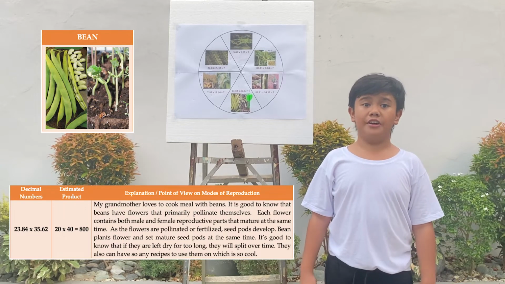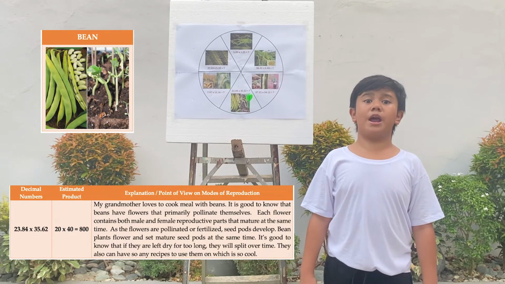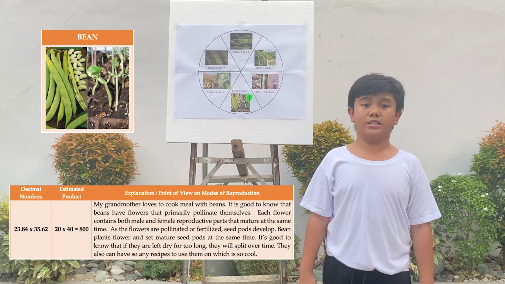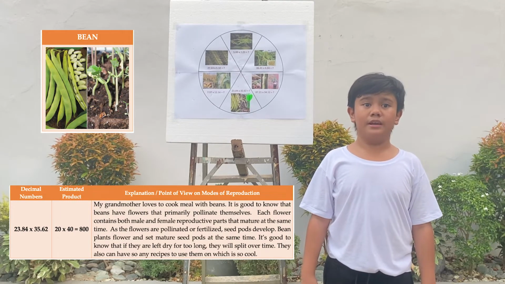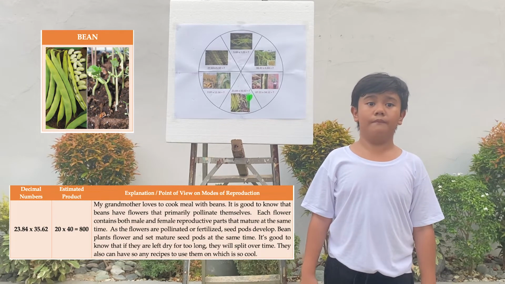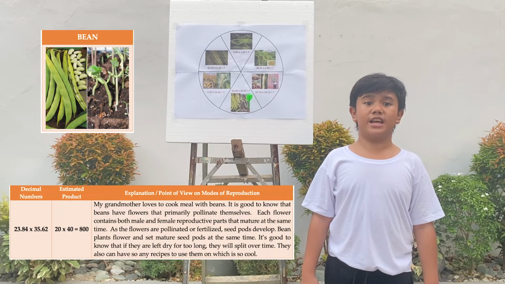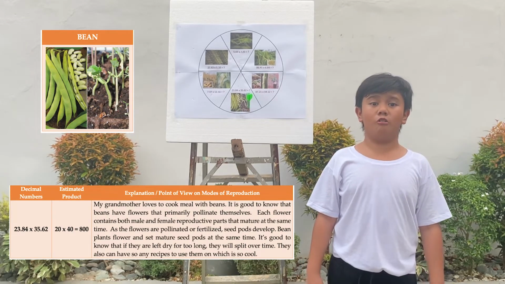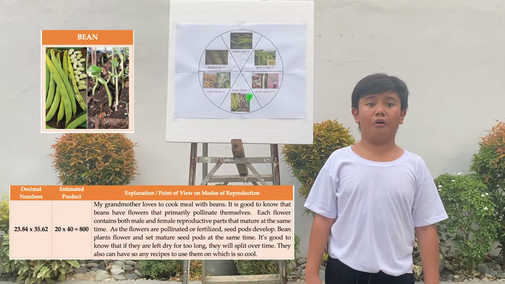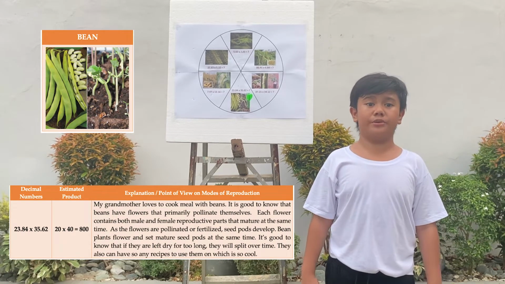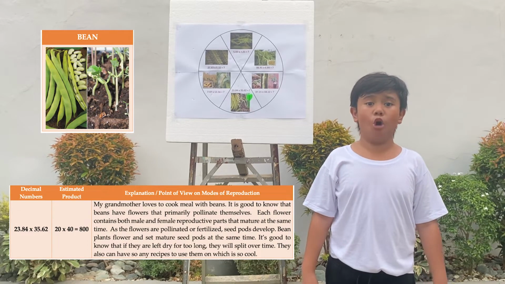It is good to know that beans have flowers that can primarily pollinate themselves. Each flower contains both male and female reproductive parts that mature at the same time. As the flowers are pollinated or fertilized, seed pods develop. Bean plants flower and set mature seed pods at the same time. It is good to know that if they are left dry for too long, they will split over time. They also can have so many recipes to use them on, which is so cool.